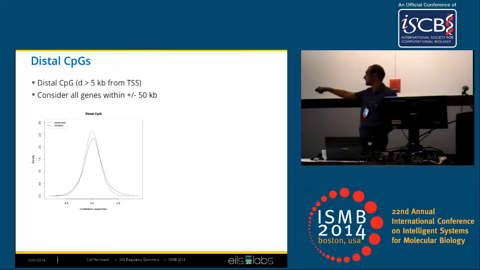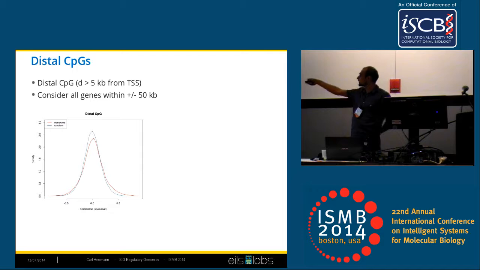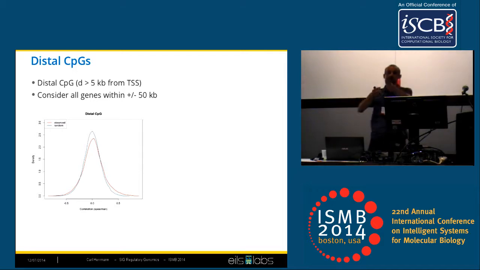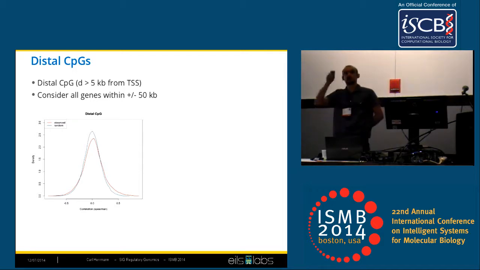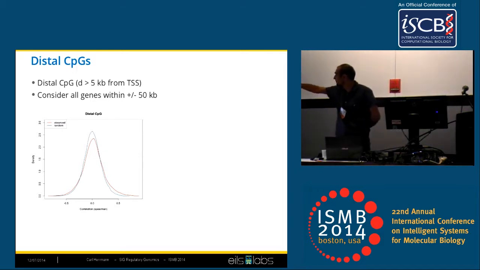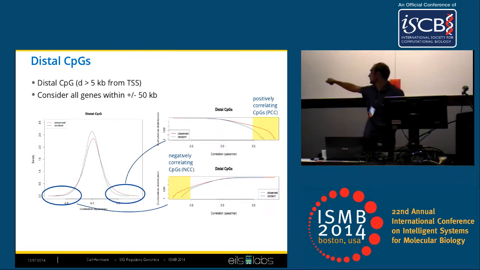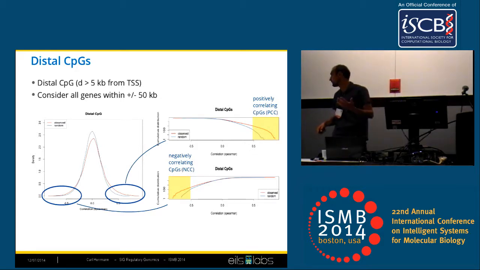And if we select distal CpGs that are more than 5 kb away from the TSS, then we consider any genes that are within 50 kb of the CpG we're looking at, and we compute the correlation between the methylation and the gene expression. And then we get this distribution here. Red is the observed and blue is the randomized distribution. And if we zoom in on the tails of this distribution, we see a large excess of positive correlations and a slight excess of negative correlation between methylation and gene expression.